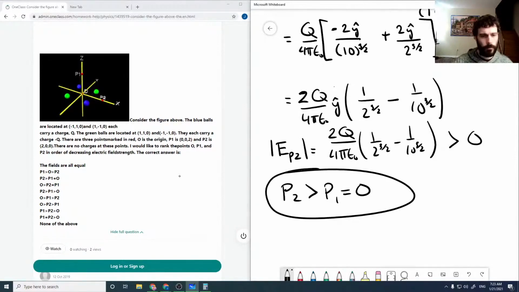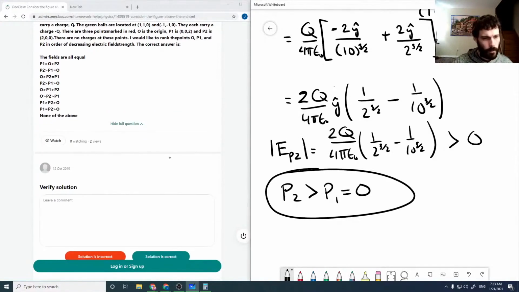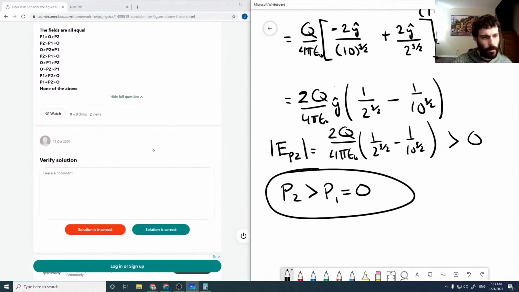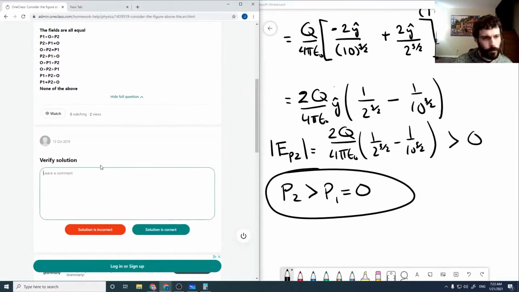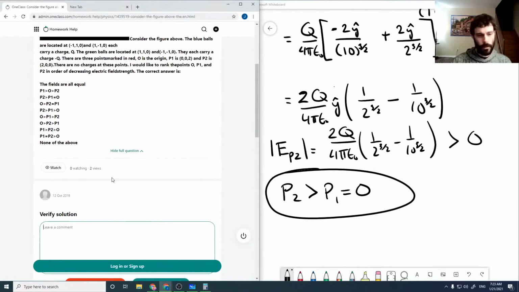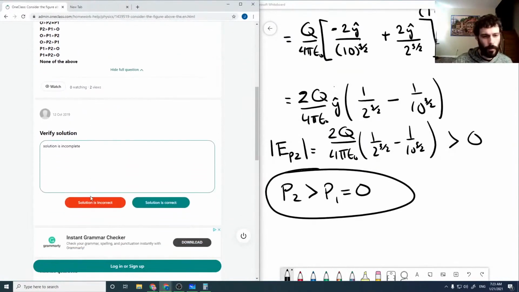And, right, there's no solution here either. So that's our solution there. And this one's just incomplete. So I'll just do that.